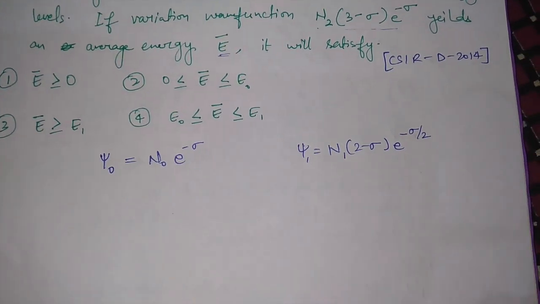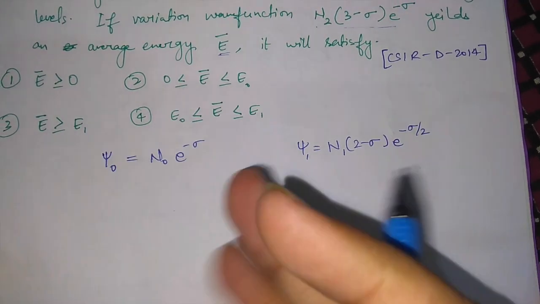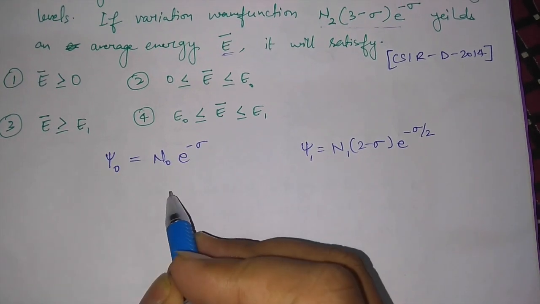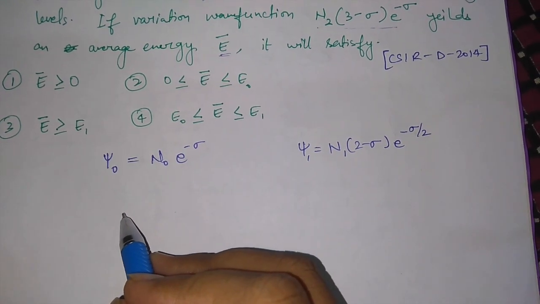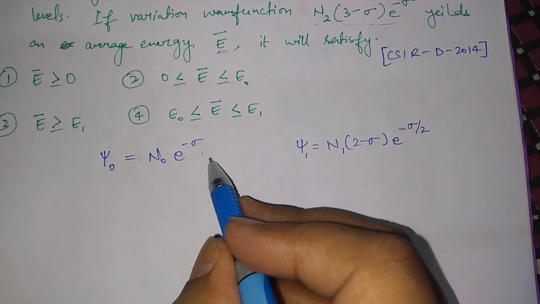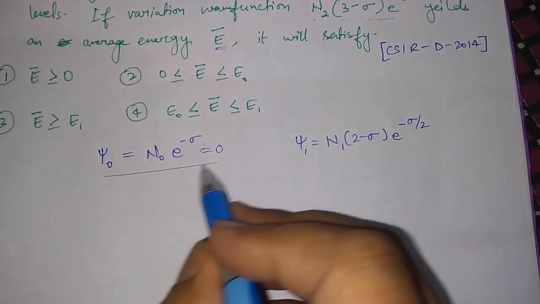Now it's very simple. I will tell you how to solve it, and then I will tell you the basic way of finding the answer. A very easy way: first of all, try to find the number of nodes in all of these. How to do that? Just put the function equal to 0. I'm solving for the ground state first. Just look at this area first.